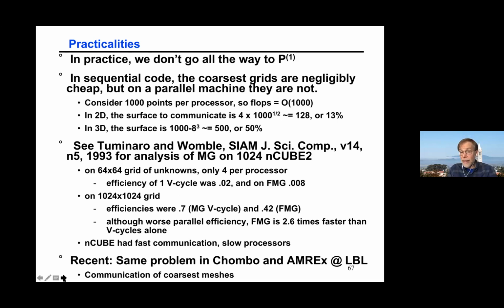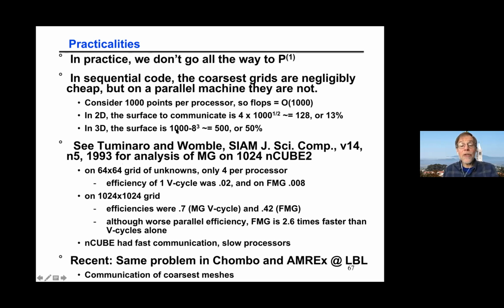And another reason you don't want to go all the way down to the coarsest grids is that they're not negligibly cheap. They seem very cheap on a sequential machine, but on a parallel machine, they aren't. Now, I think the easiest way to look at this is to look at the 3D problem.